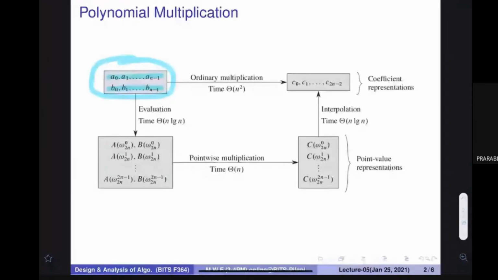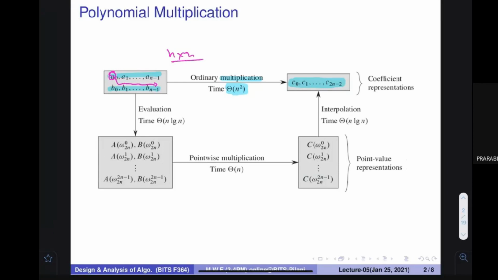If you want to do the multiplication of these polynomials, how much time are you going to invest? Order of n square, because every item needs to be multiplied with every other item over here. So n items multiplied by n items, and then you would be able to find the answer. The C polynomial that you are going to get is going to take order of n square time. Everybody okay with this?